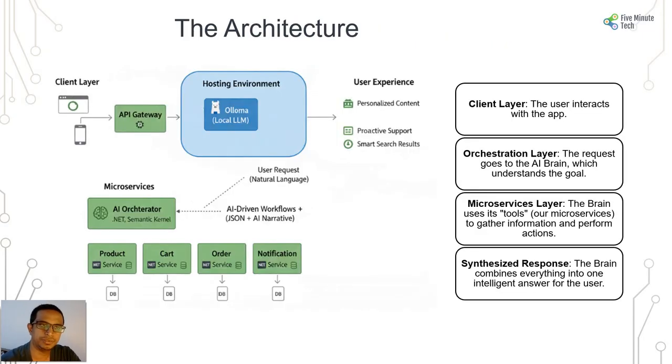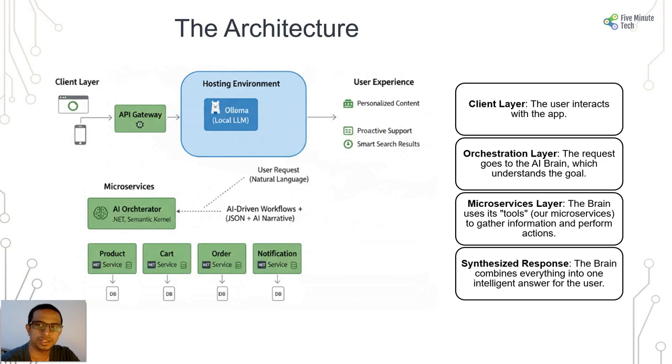Now this is the architecture where we have a client layer talking to an API gateway. The hosting environment, that is Docker in our case, will be having Ollama running as a local LLM. Now this local LLM is for user experience, personalized content, proactive support, and smart search results, wherein we have the microservices having AI-driven workflows, the JSONs and the AI narrative, which an AI orchestrator takes into itself, and using .NET and Semantic Kernel converts them into the responses through the 4 services, which are product, cart, order, and notification. The client layer is basically the user interaction layer with the application.